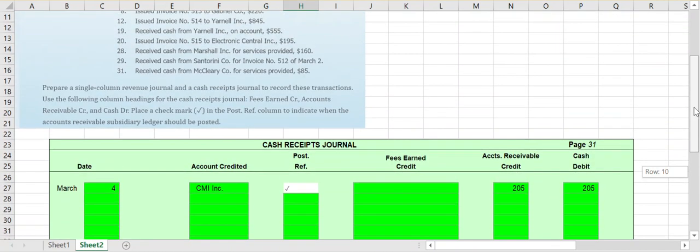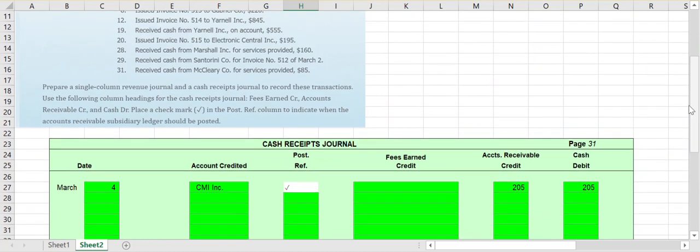On the 19th, we received cash from Yarnell Inc. on account of $555. So anytime we've received cash for whatever reason has to go into our cash receipts journal. So on the 19th, what we are in fact receiving is cash of $555. Why? We're receiving cash on account. So that means that our accounts receivable account for Yarnell is going down by $555. Whose accounts receivable? Again, Yarnell Inc. Accounts receivable is going down.